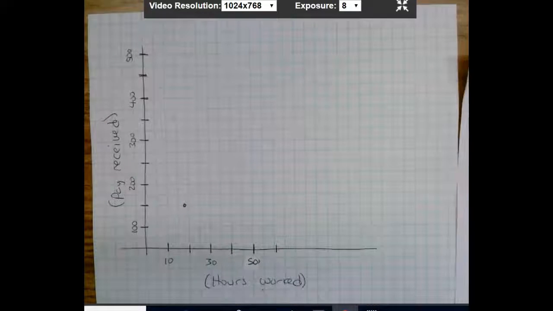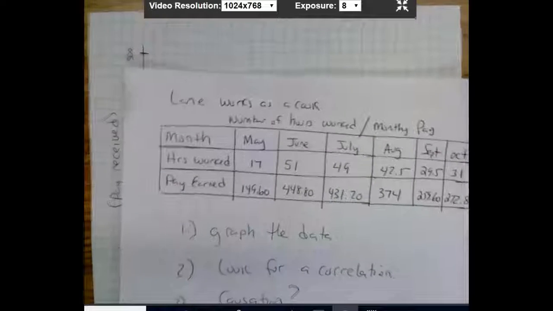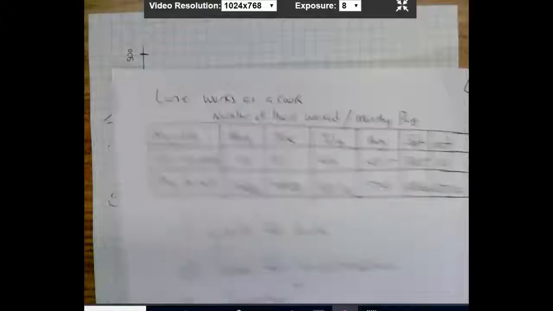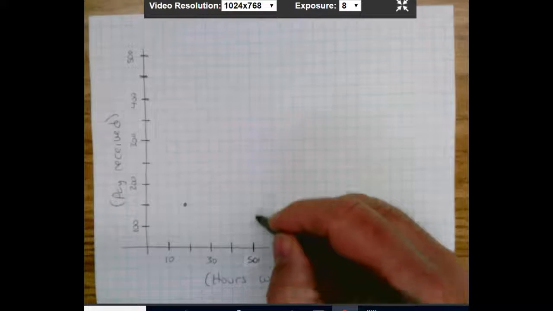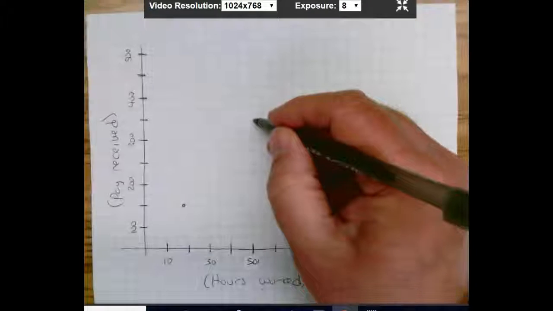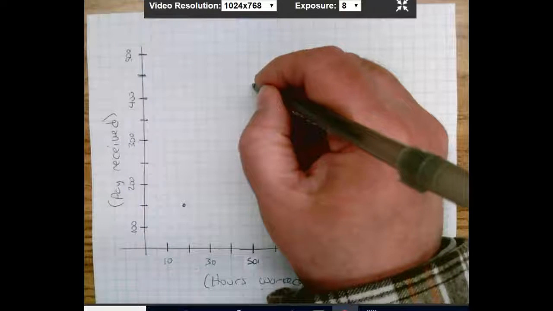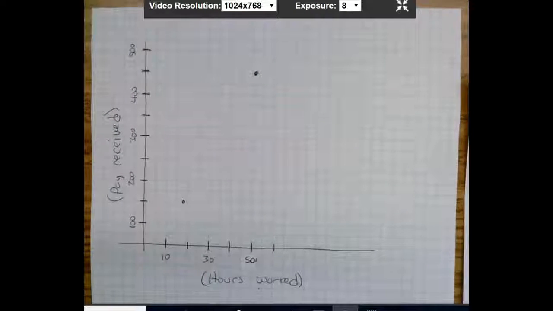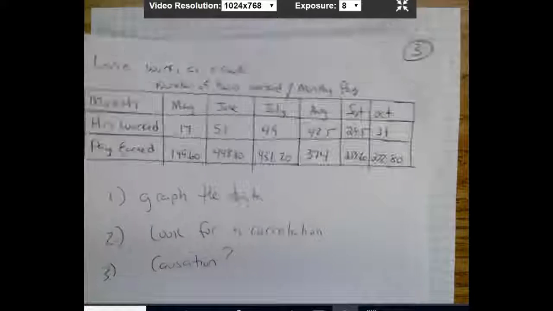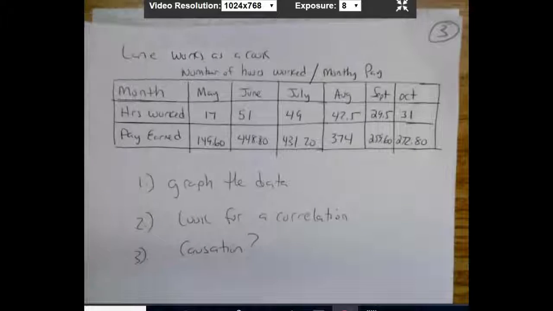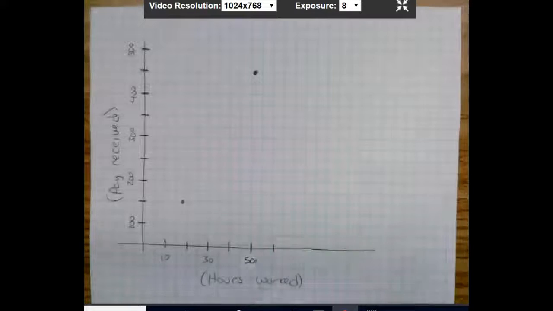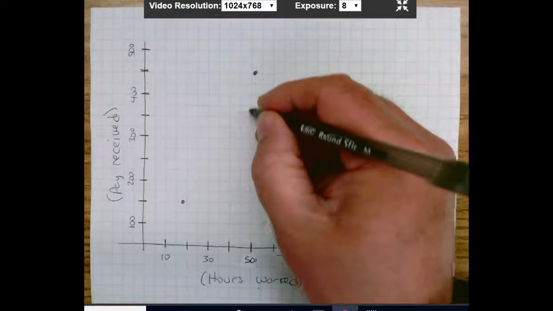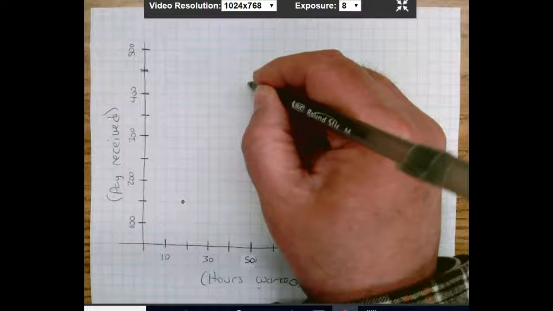And then in June, go back, 51 hours and about $450. Just 50, 51, go up to about there. So there's that. And then go back to July. Got about 49, a little bit less than 50, and about 430. So we go on this side. 430, there's 450, probably about there.